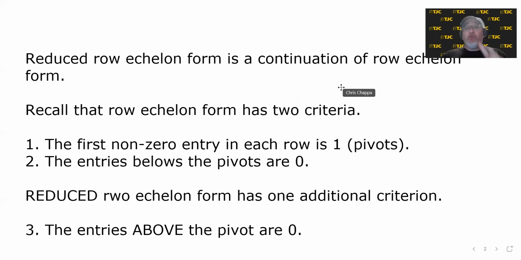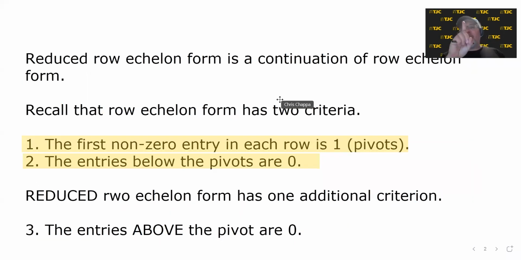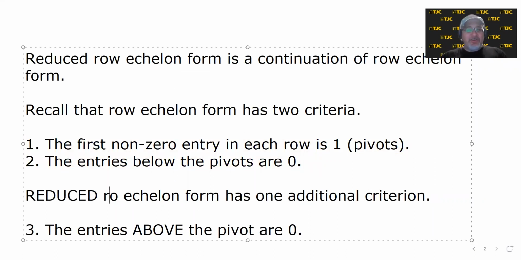Recall that row echelon form has two criteria. Number one, the first non-zero entry in each row is 1, and we call these things pivots. So when you're looking across the row, the first number you see that isn't 0 is 1. And the entries below the pivots are 0. So every time we had a 1 as the first non-zero number in a row, everything below it was a 0.